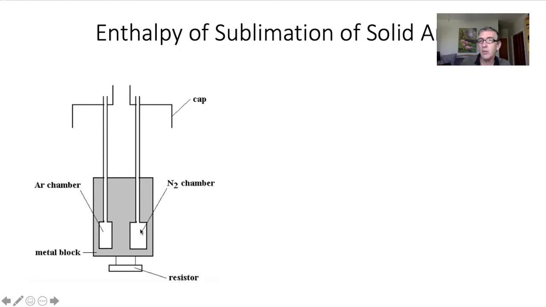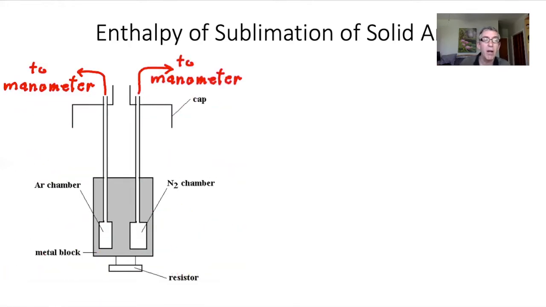Now, the nitrogen serves really as a thermometer. So the temperature is known as a function of the vapor pressure of nitrogen above liquid nitrogen. So you'll be able to measure the temperature that way. Then we'll measure the argon pressure also, and from those two sets of data, we'll be able to determine the enthalpy of sublimation. Now, both of the chambers will be connected to open tube manometers for measuring the pressure.